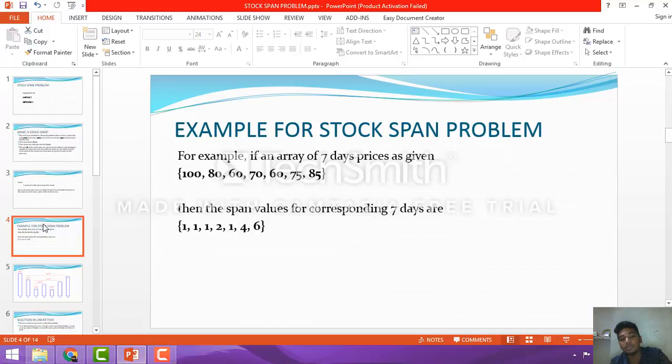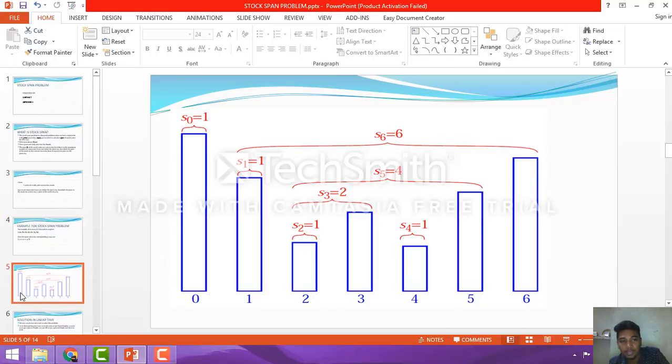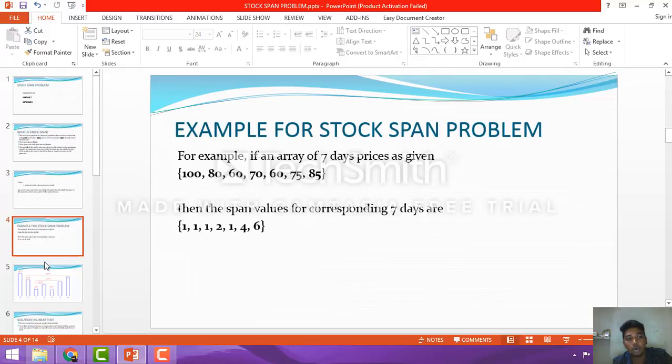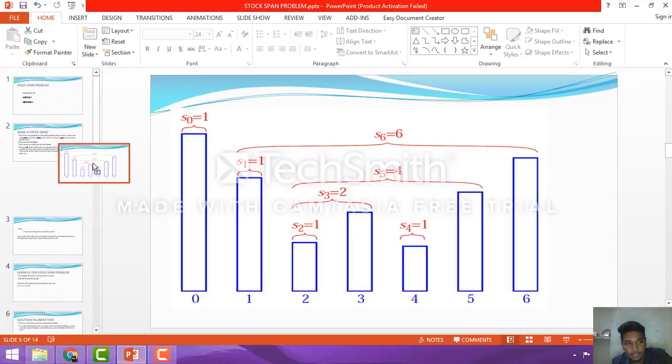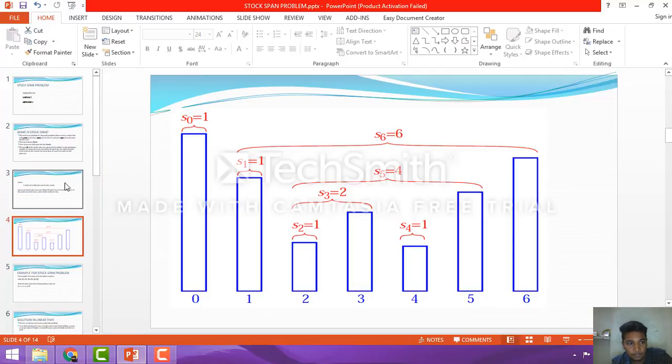Here we have to find the span value through the algorithm. So here these are the 7 days. We have to put all the 7 days' values inside this box. For example, this is the first day. So here you have to put 100, and then 80, 60, and so on. So let's get into the algorithm.